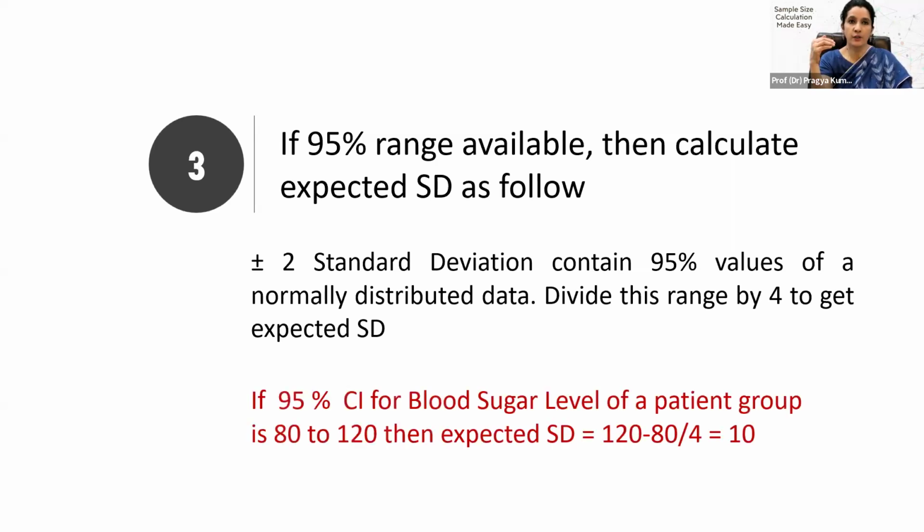In this example, you can see that the 95% CI for blood sugar level of a patient group is 80 to 120. Then the expected standard deviation is 120 minus 80 divided by 4. That is 10.